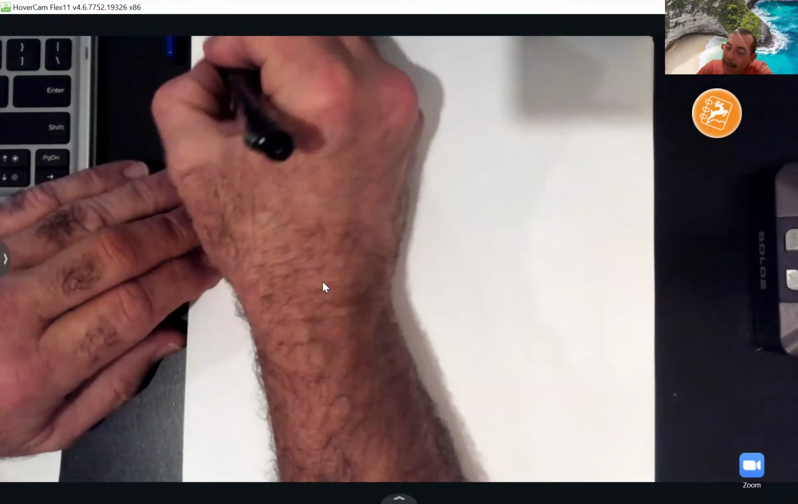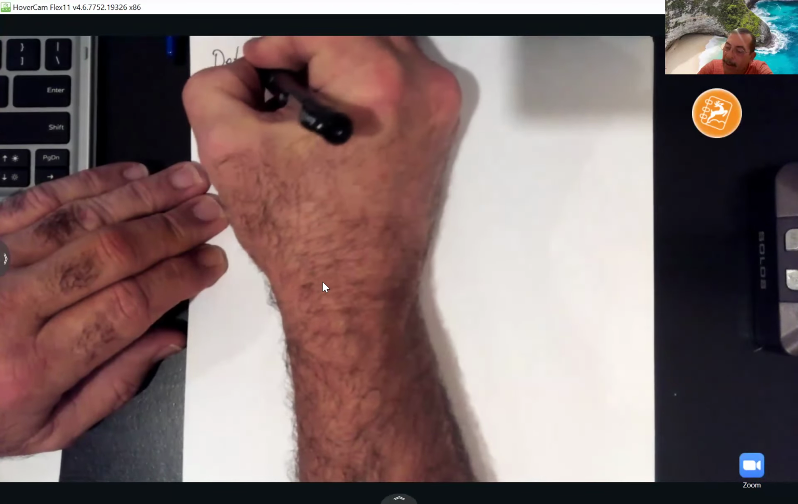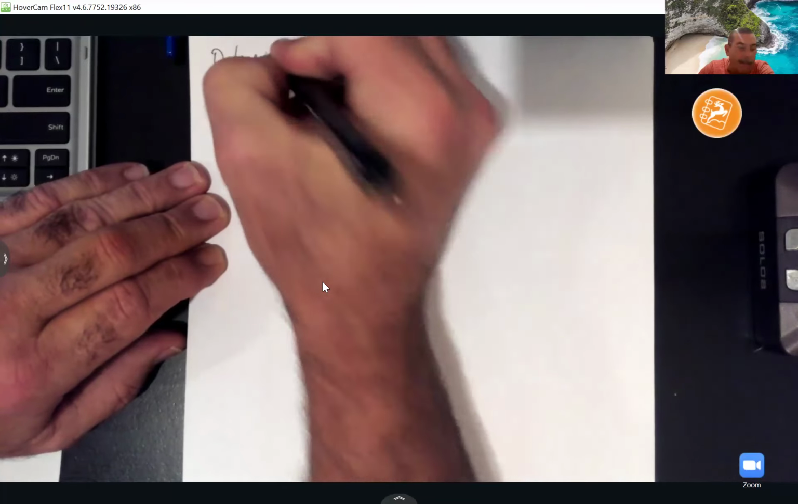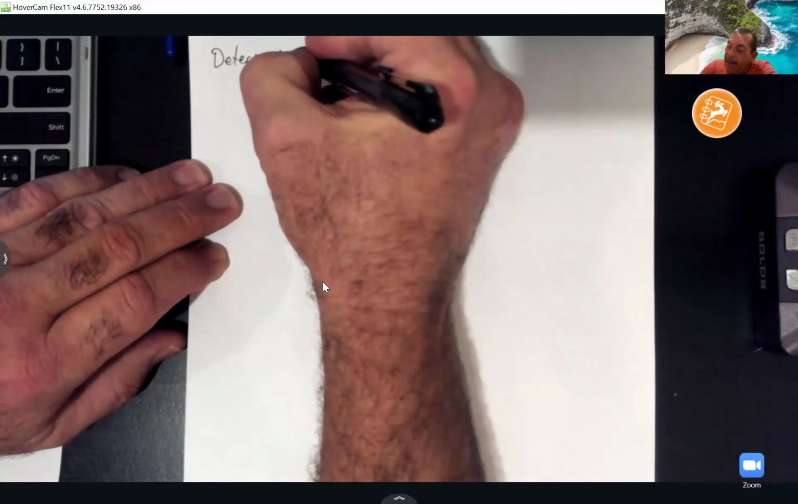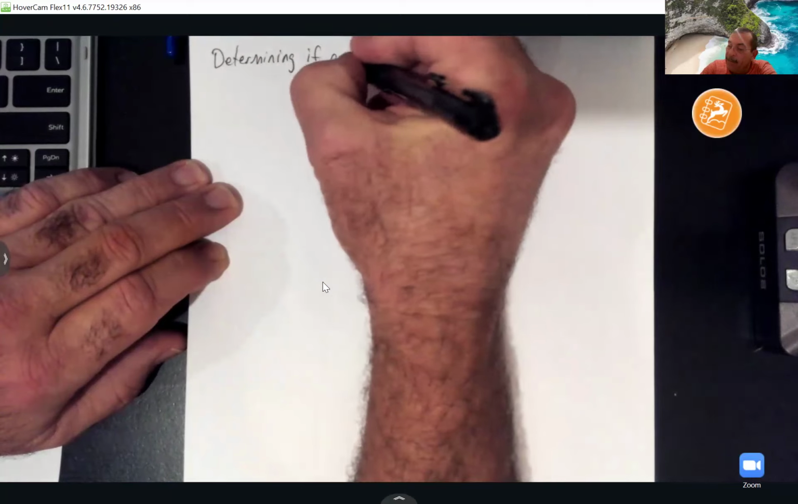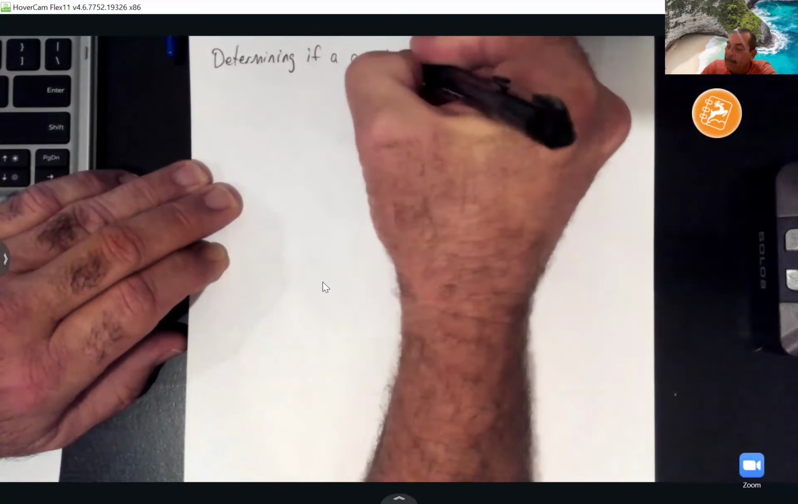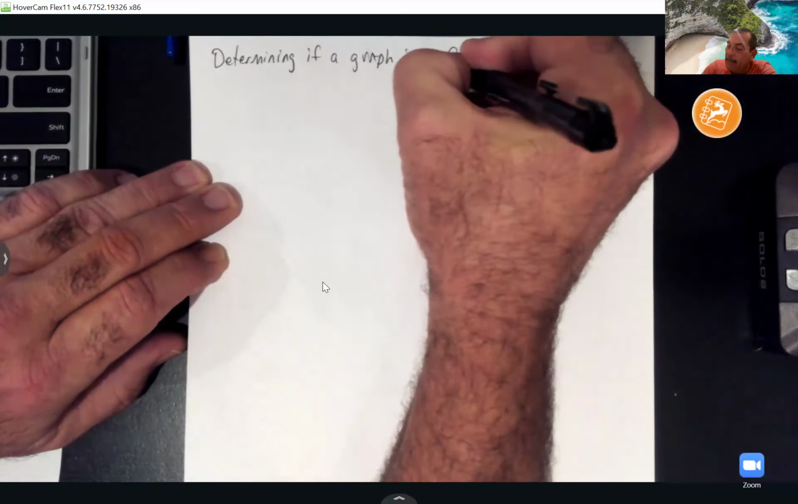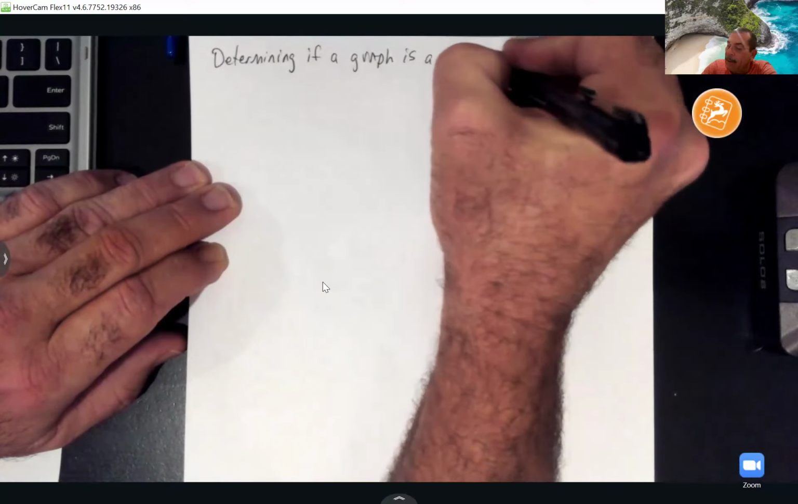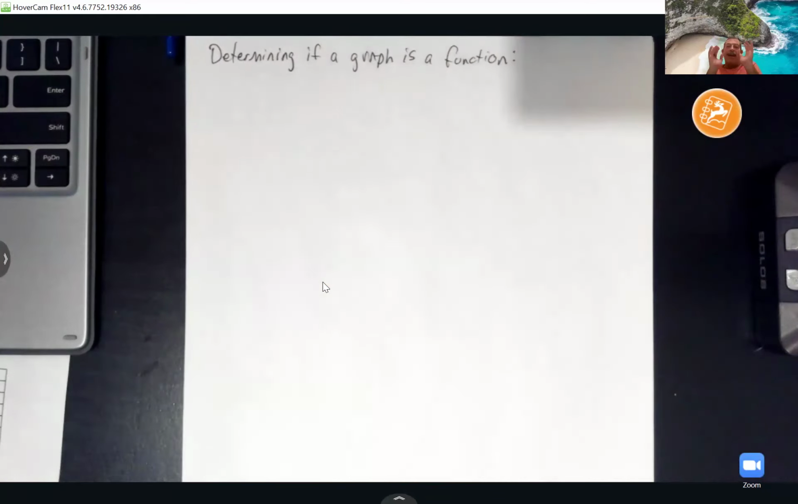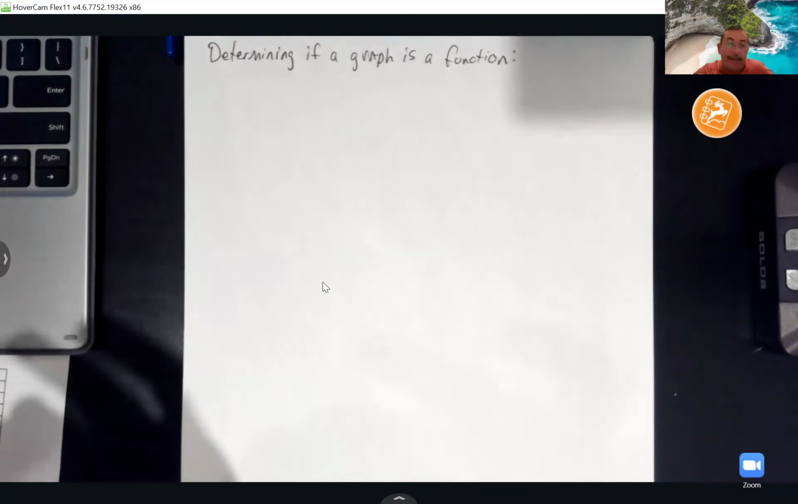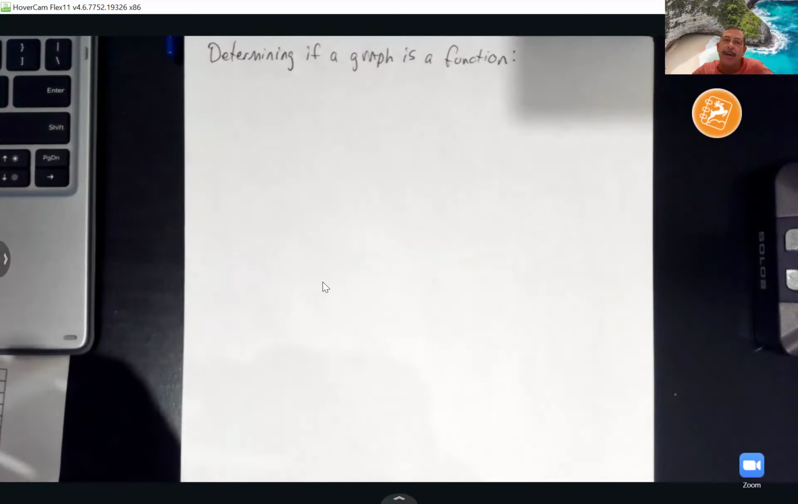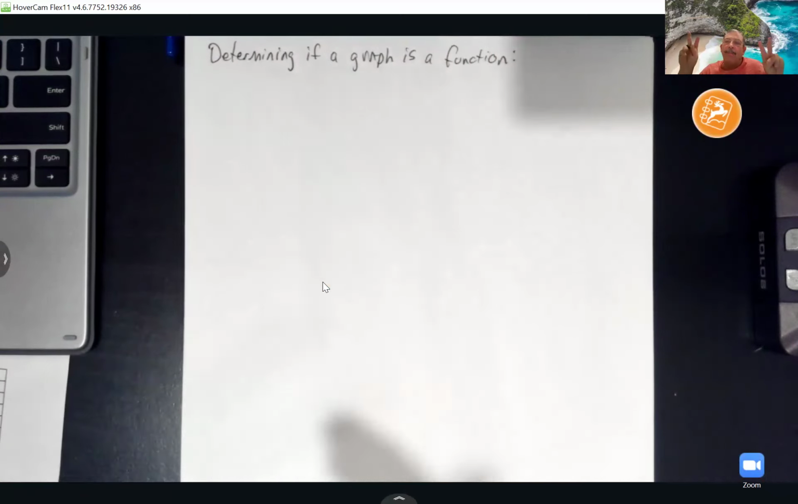All righty, so determining if a graph is a function. And this would just be by looking at the graph. There's a little trick we do to determine if it's a function or not. So have y'all ever heard of what we call the vertical line test?